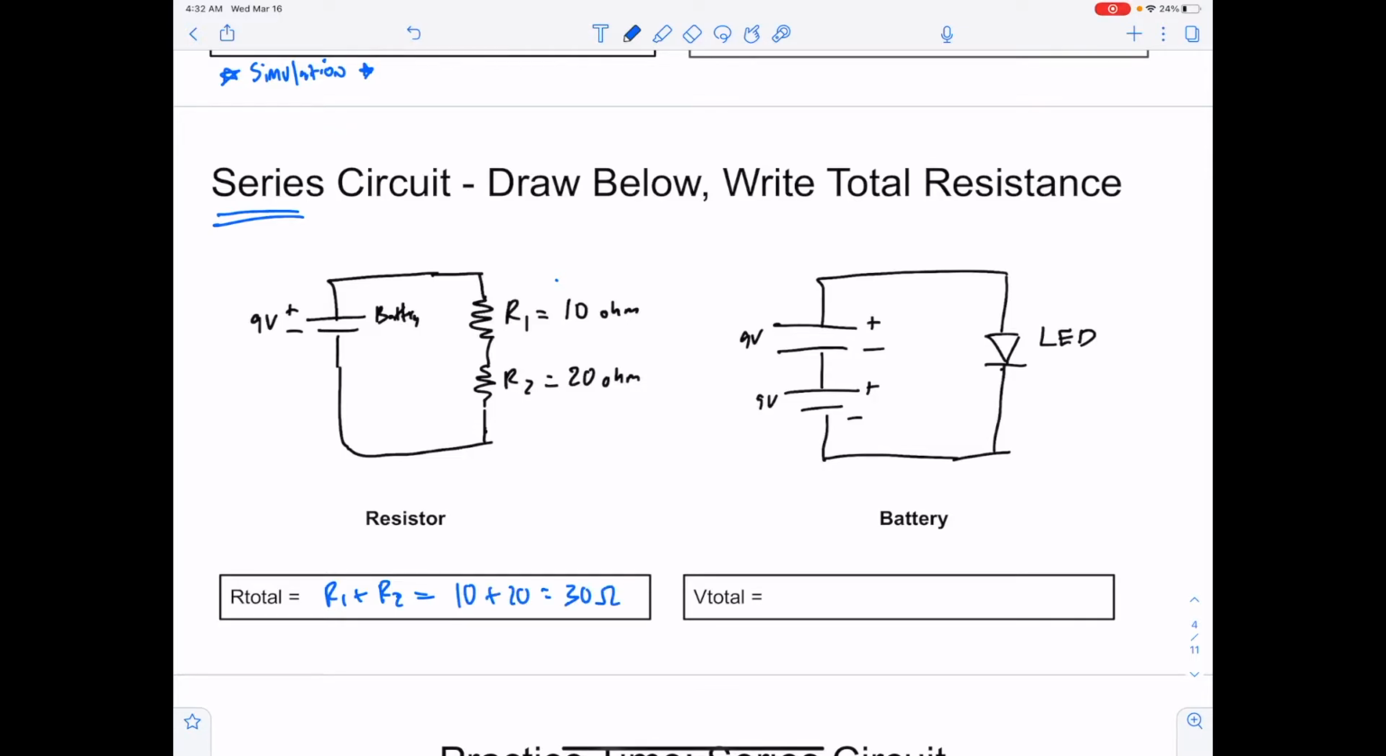Not too bad. Okay, what if we were to add batteries end to end? If we were to add batteries end to end, this is like two pumps of water, one after the next. And each pump of water increases the pressure, right?